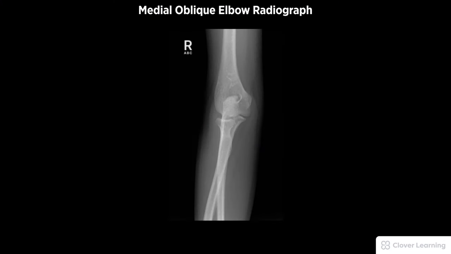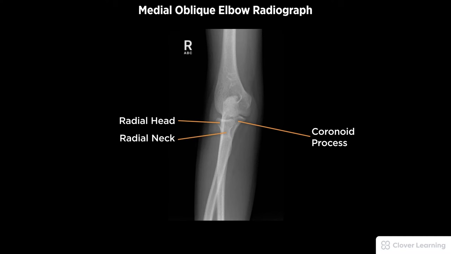A diagnostic medial oblique elbow radiograph must be free of motion and a 45-degree medial rotation. Demonstrated anatomy to include the coronoid process in profile and the radial head and neck superimposing the ulna, with proper visualization of soft tissue and bony detail.